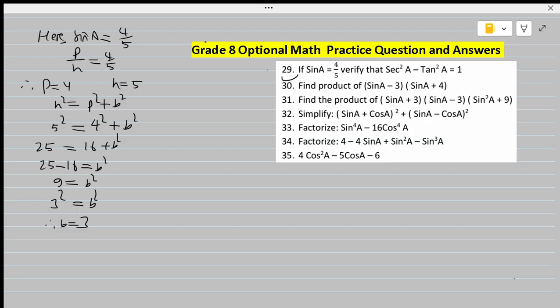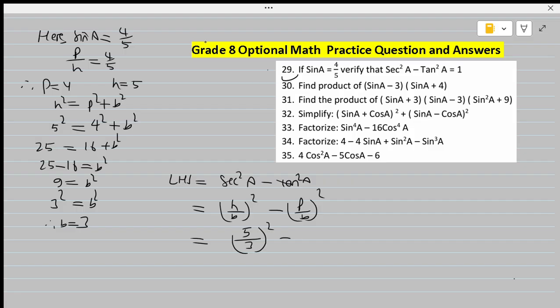Now for the proving part, go with the left side. So in the left side there is sec square A minus tan square A. So we know sec is reciprocal of cos, is it? So cos we do have B by H, so sec is H by B. And tan we know already P by B, is it? Now let's put the values. Hypotenuse we do have here 5. Base this we have found 3. Perpendicular we do have here 4. Base we do have 3, is it?